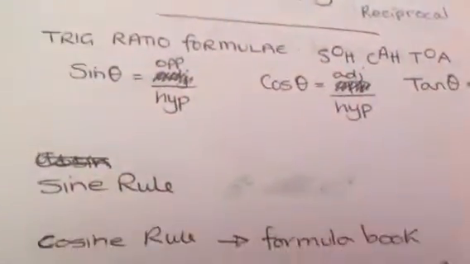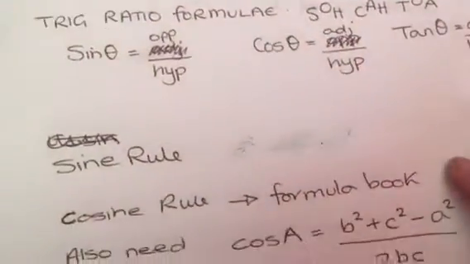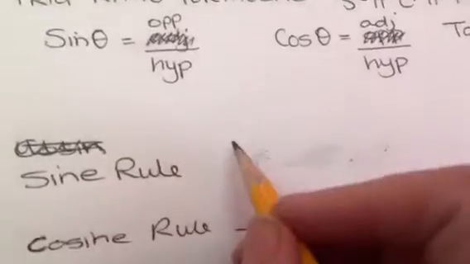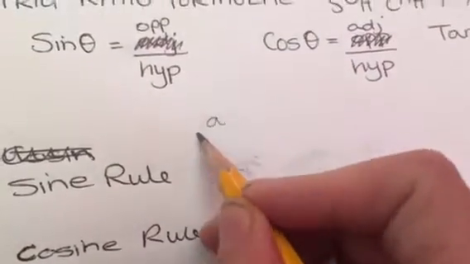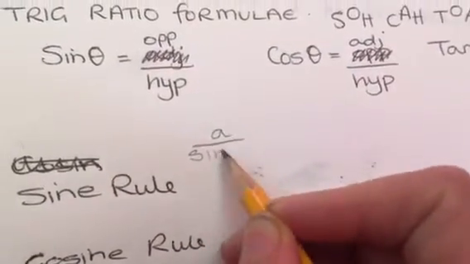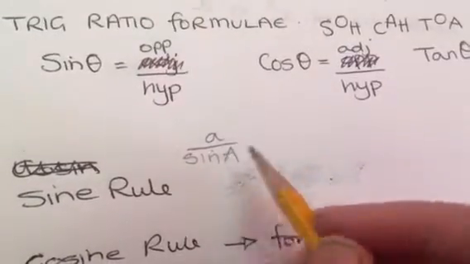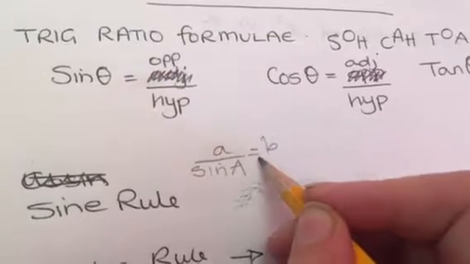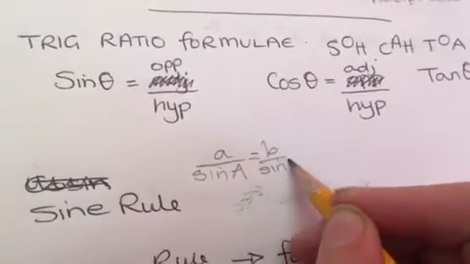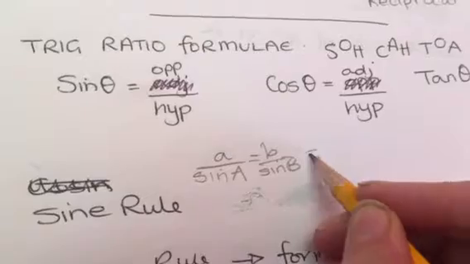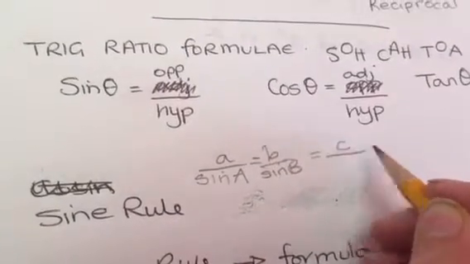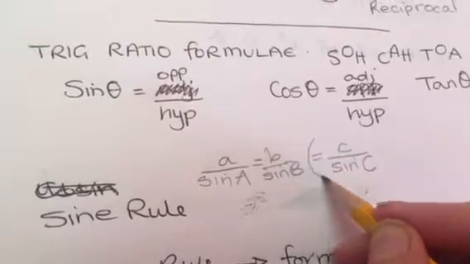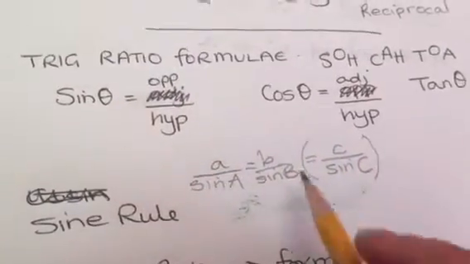At GCSE you'll also have learnt the sine rule. So the sine rule comes in 3 parts. So you get sine rule is a over sine A, with a capital A because it's the angle, is equal to b over sine B, and that's equal to the third ratio of c over sine C. That's the one that you don't really need to use.